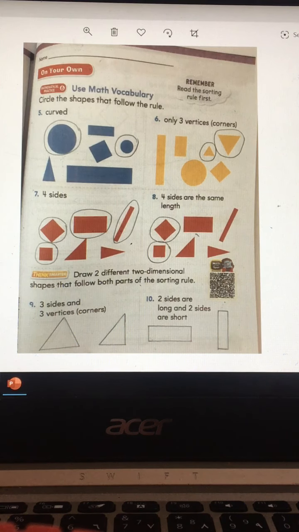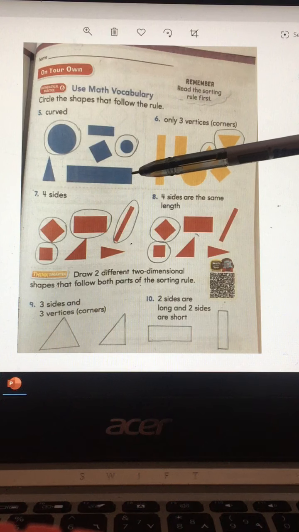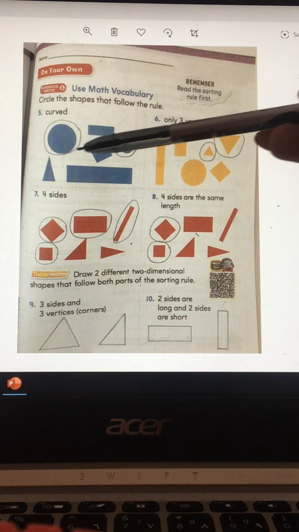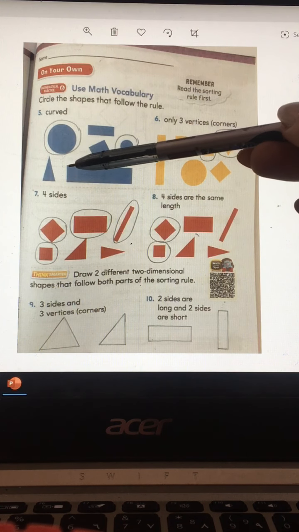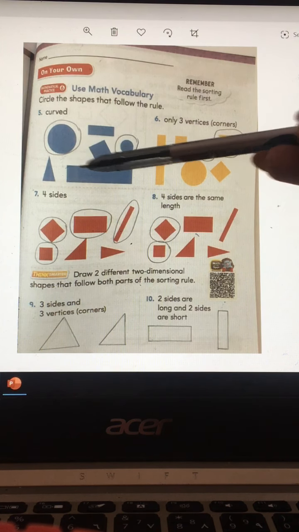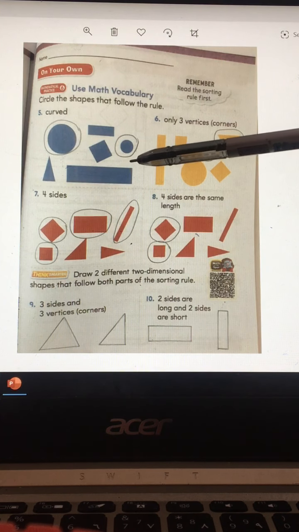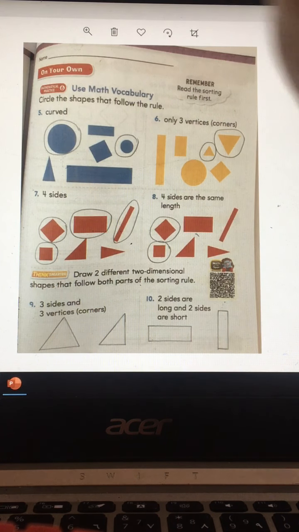Now let's have a look at question number 5. The sorting rule is to circle the shapes that have curved surfaces. Okay, now let's have a look at the rectangle. Does a rectangle have any curved surfaces? No. Why? Because if we look at the sides of the rectangle, we will find out that the rectangle has only straight sides.